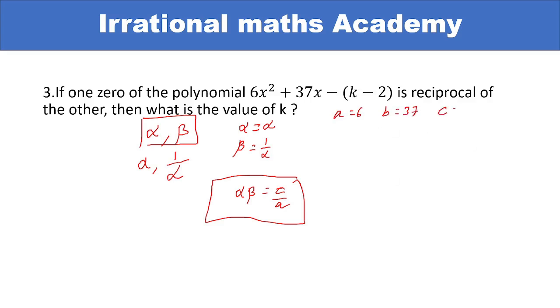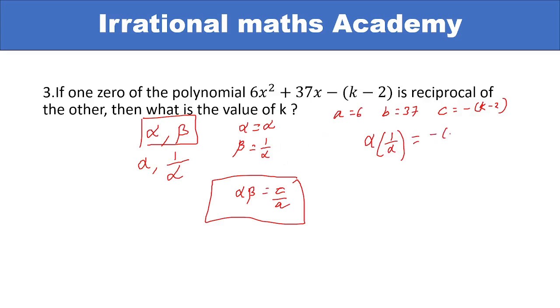37, and C value equal to what? Minus K minus 2. So now I'll substitute in this formula. Alpha, I'll take it as alpha. Beta means what? I'll take it here as 1 by alpha. Very important. If you understand this one, the rest is easy. Only this part, to take the alpha and 1 by alpha, many students get confused. So make sure that you clear it.